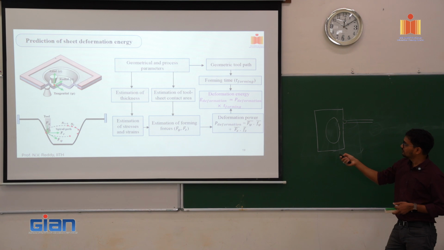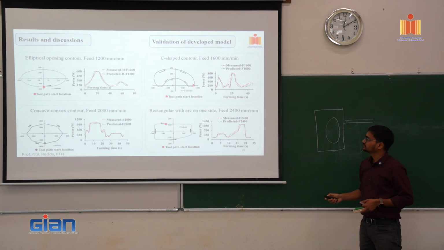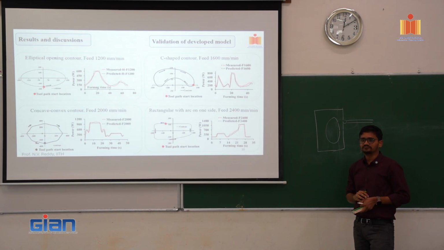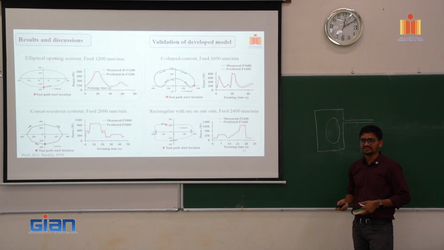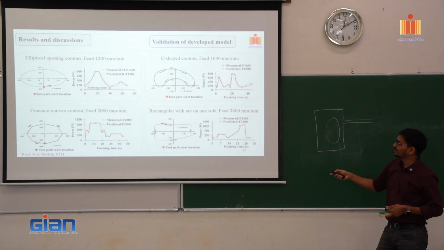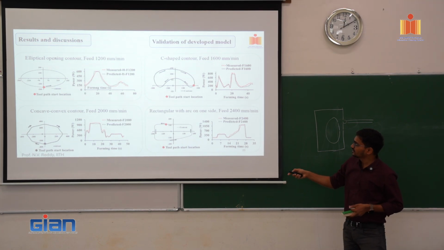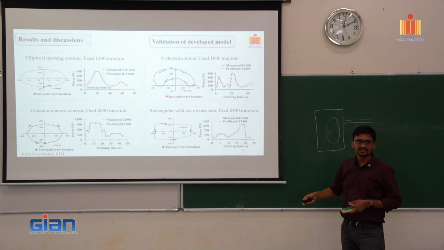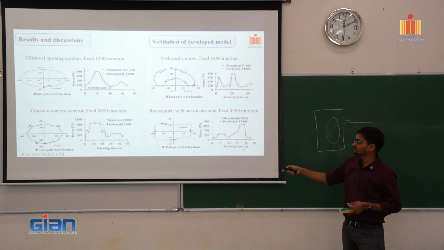Okay, so now this formulation will give you a way to calculate the deformation energy. Once you can calculate the deformation energy, you can try to validate your model with the experimental results. So this is some of the validation results. There are several geometries which were formed. Let's say you want to make an ellipse, and this is how the tool is going to move. And this is the total power which has been measured by the power meter with respect to time.